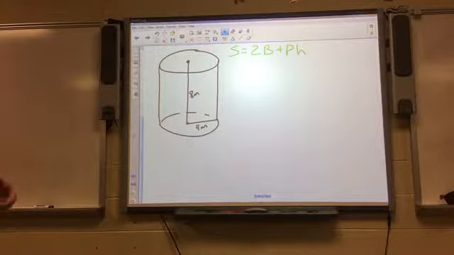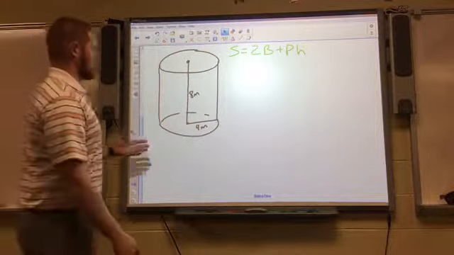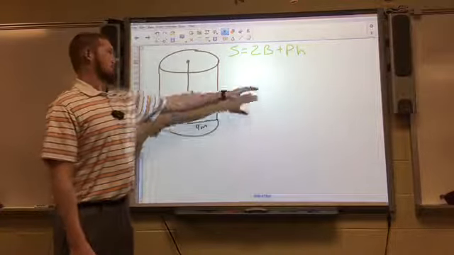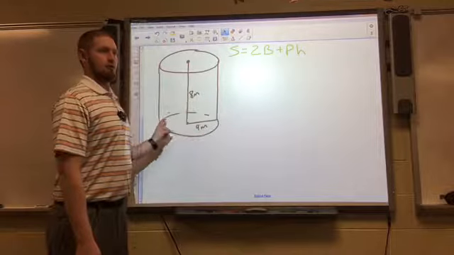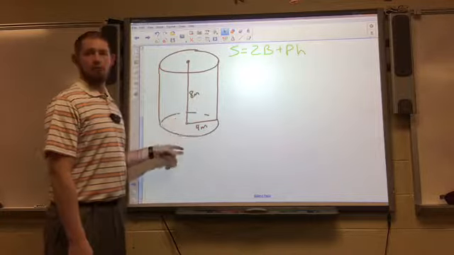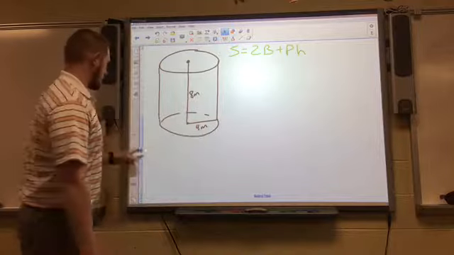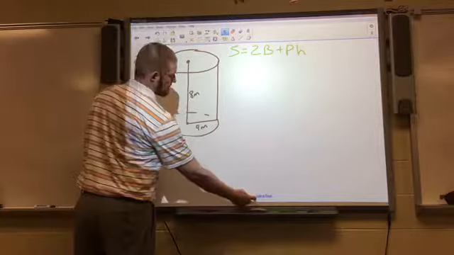Now, the catch is it does change a little bit because the area of my base is going to be more specific. It's going to be pi r squared. The perimeter of my base is actually what in a circle? Circumference. So the perimeter of the base is actually going to be 2 pi r. So that takes us to our theorem for the day.